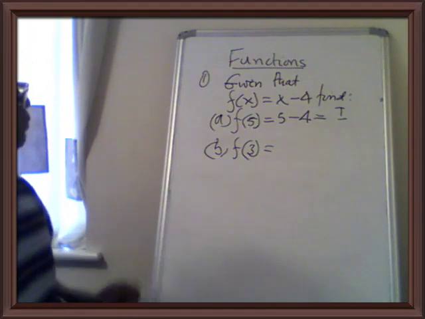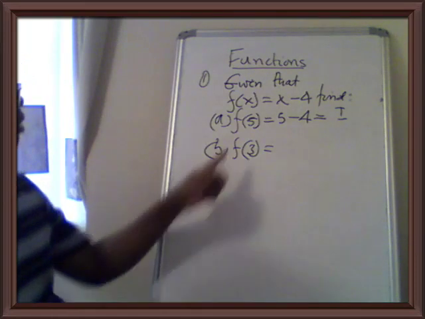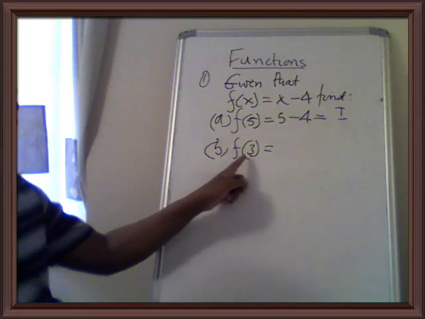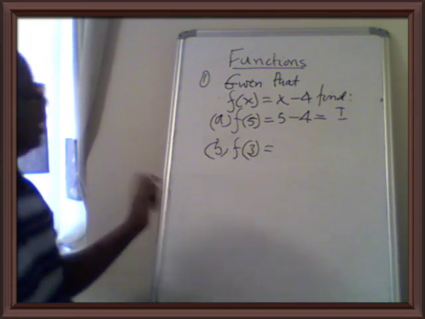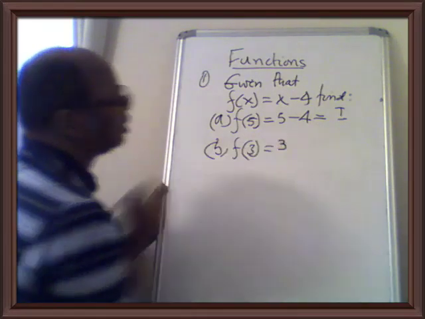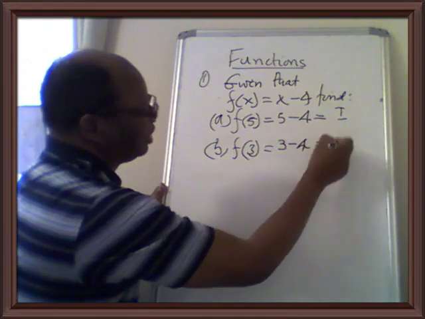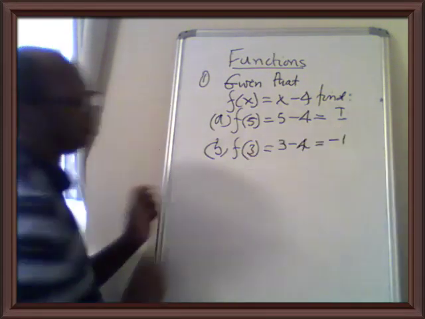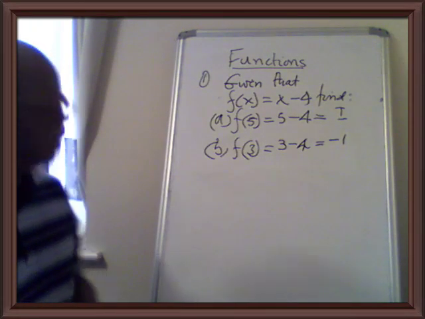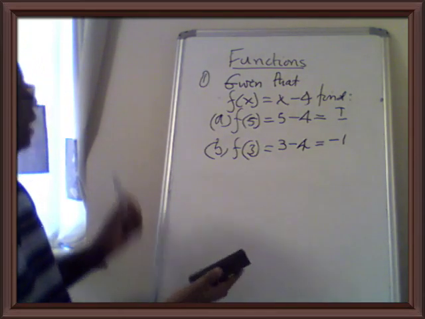The next says, find the value given that f of x is x minus 4. What's the value of f of 3? Now f of 3 means x is 3. So wherever I see x here, I'm going to put 3. So this should be 3 minus 4. So that should give you minus 1. All right. So these are very easy questions which should not take you a lot of time.